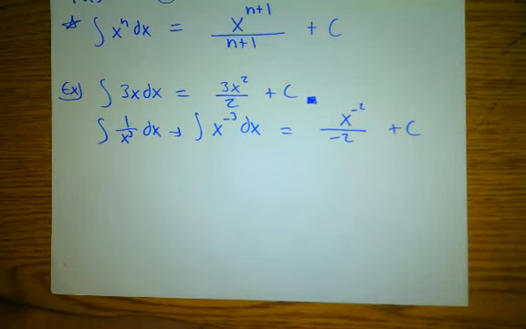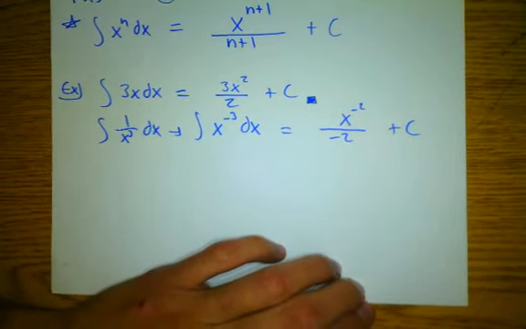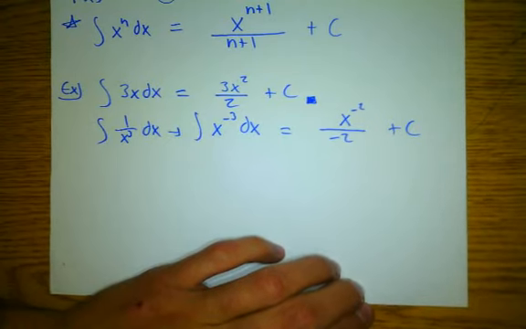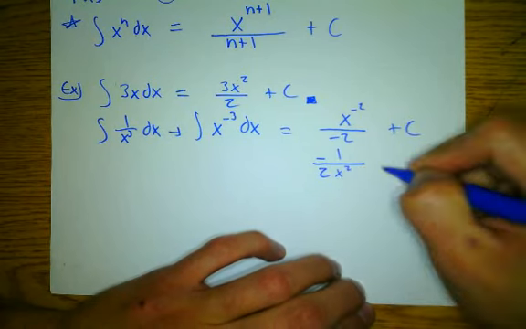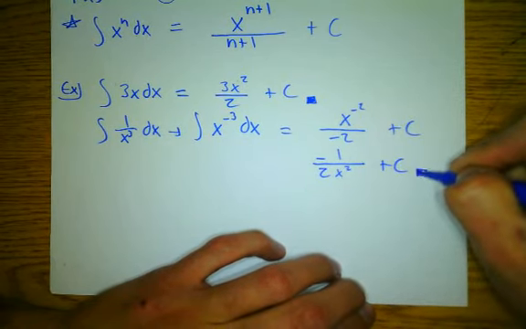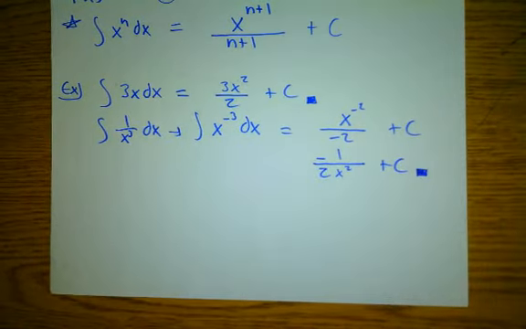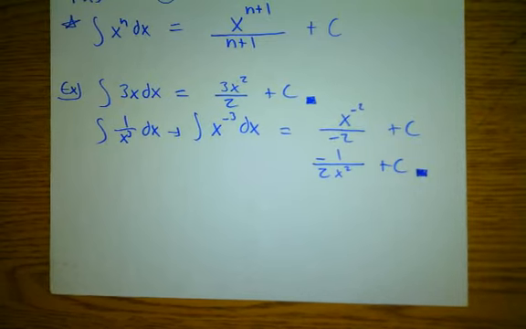Now, you cannot leave the answer like that. They're going to ask you to clean it up. What does this look like? Negative 2 over x squared plus c. No. Oh, negative 1 over, my bad, 2x squared plus c. Be careful. Slow down.